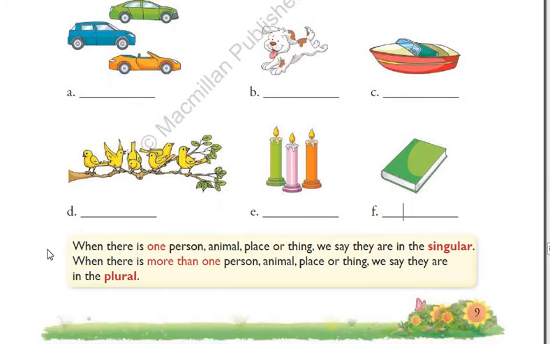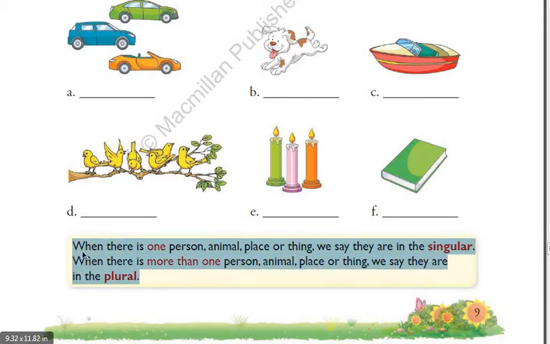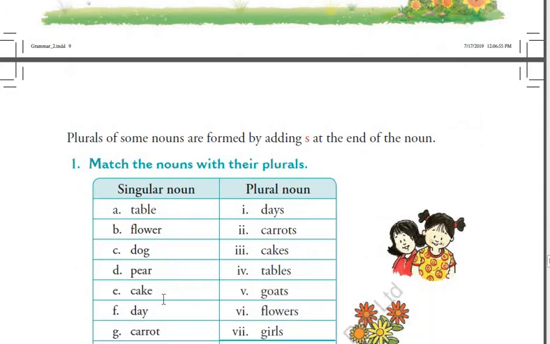Furthermore, we discussed this definition in the yellow box. What is this definition? When there is one person, animal, place or thing, we say they are in singular. Correct, they are single, one. So we call it singular. But when there is more than one person, animal, place or thing, we say they are in plural, correct? Because they are many, not one. We cannot call it single, correct? So this is what we went through yesterday.